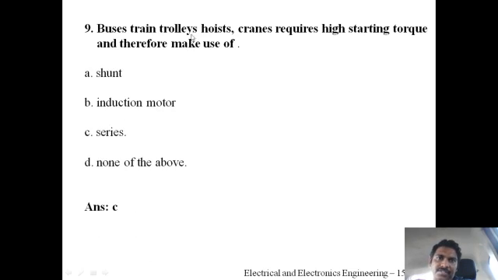Buses, trains, trolleys, hoists, cranes require high starting torque. Therefore, make use of a DC series motor. You can go for option C. That one we have seen from the applications. Whichever applications require high starting torque, for those applications you can go for a DC series motor.